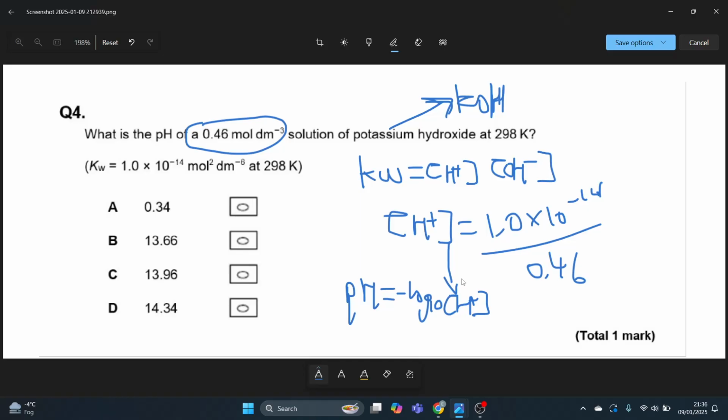So first find out what H plus is. 1.0 times 10 to the power minus 14 divided by 0.46. pH is minus log 10 of my answer. pH equals 13.66, always to 2 decimal places, remember, for pH. So the answer is B.